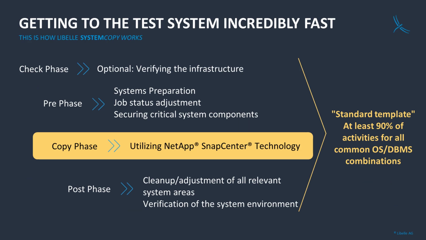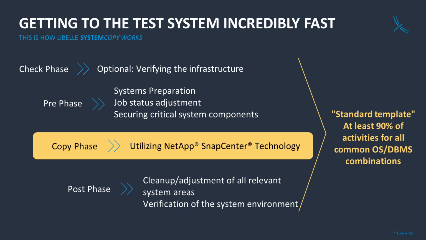Libelle SystemCopy has four main tasks: a check phase, a pre-phase, a copy phase, and a post phase. In the check phase, the source and the target system are checked to see if all prerequisites are fulfilled. In the pre-phase, necessary configurations of the target system are exported and the target system is prepared for the main copy task. In the copy phase, usually Libelle SystemCopy uses operating system tools to do a database copy from the source to the target system.